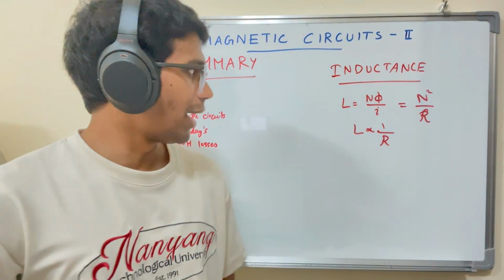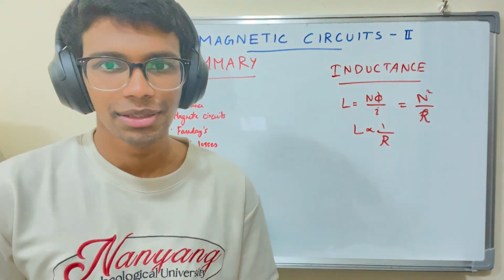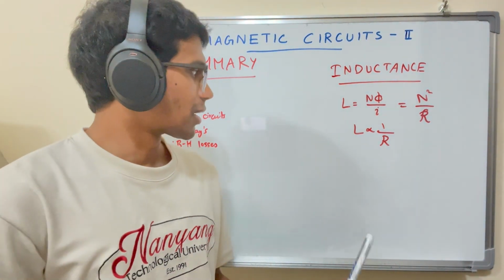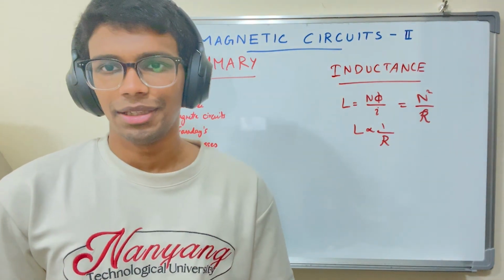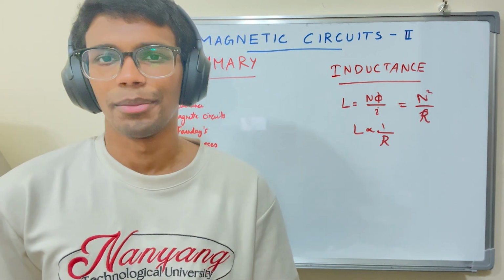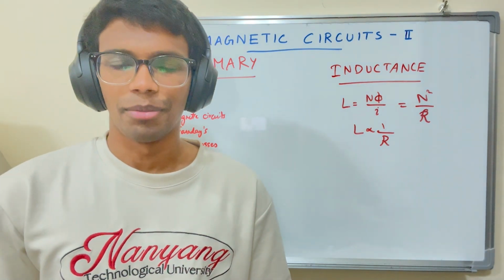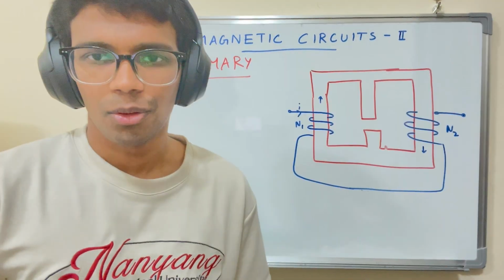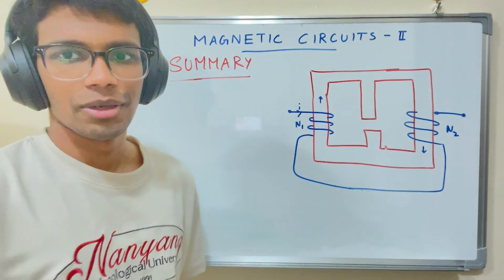Inductance is denoted by N phi over I, and that's also equal to N squared upon reluctance. Inductance is inversely proportional to reluctance. Now, inductance is defined as the amount of flux that is produced in a magnetic substance per given amount of current.